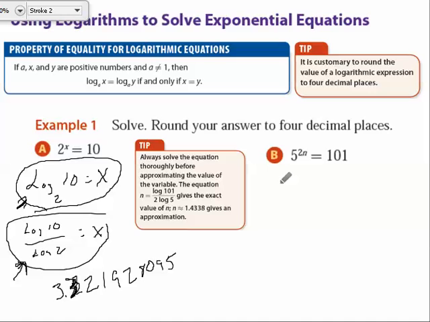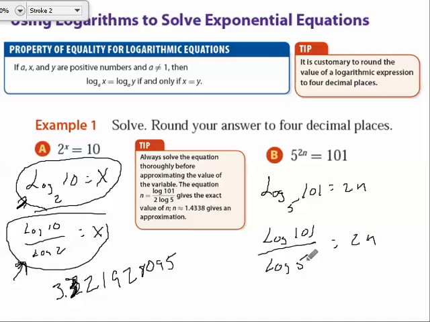Okay? Same thing over here. We're going to do the same thing. Log base 5 of 101 is equal to 2n. So that'd be log 101 divided by log 5 is equal to 2n. And actually, I can just divide by 2 to find what n is. n is equal to log 101 divided by 2 log 5. That's the exact answer. Now let's bring up the calculator here.